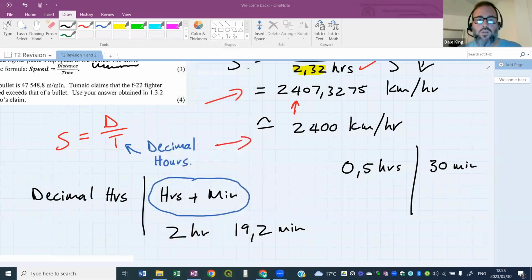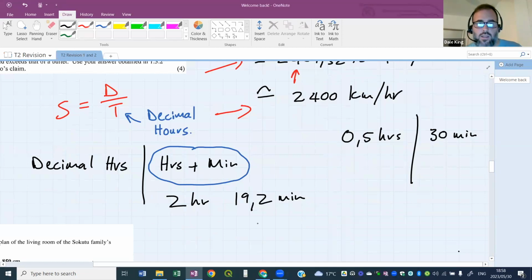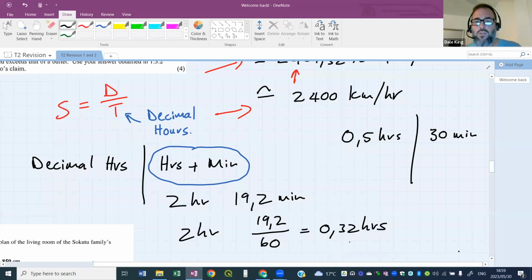Okay, so 2 hours and 19,2 minutes. This 19,2, you just say 19,2 divided by 60, and it'll give you 0,32 hours in decimal format. So we've got 2 hours here already, and now we've got 0,32 hours. So together that is 2,32 hours.